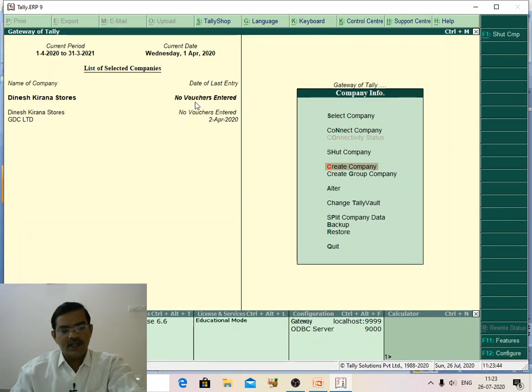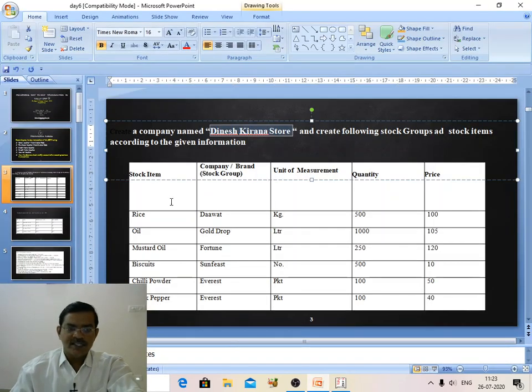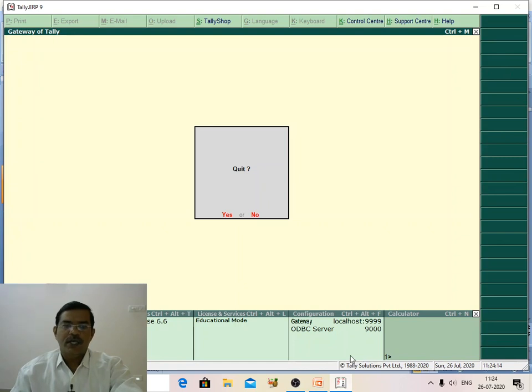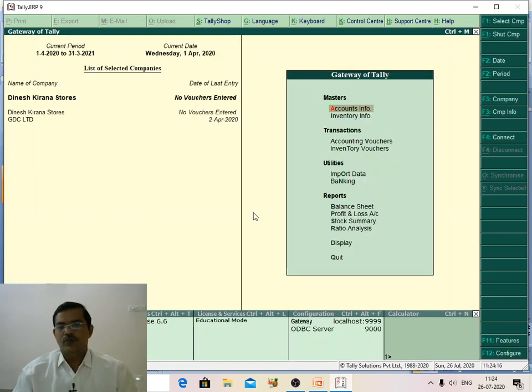After creating Dinesh Kirana Stores, I need to show these transactions in the company. That means I need to create stock items. Before creating stock items, I need to create stock groups, and before creating stock groups, I need to create units of measure. First I am going to create units of measure in Dinesh Kirana Stores.